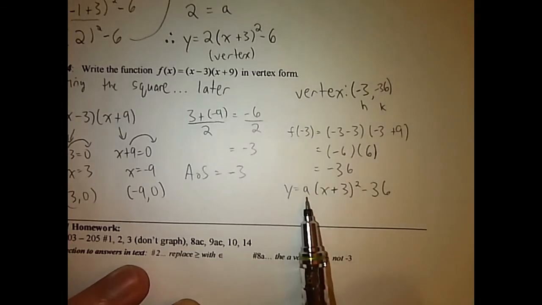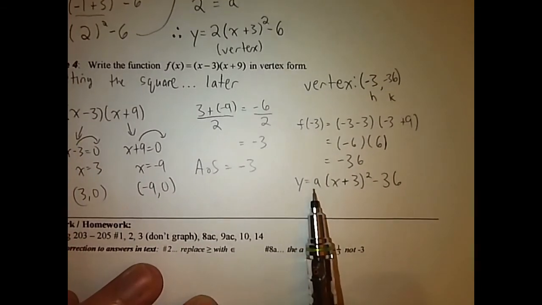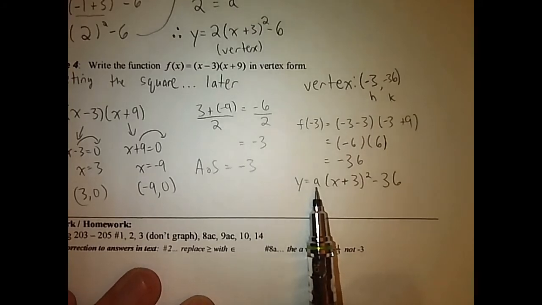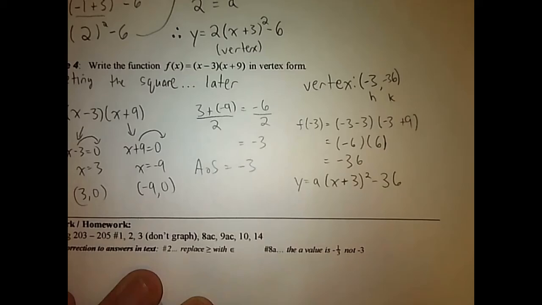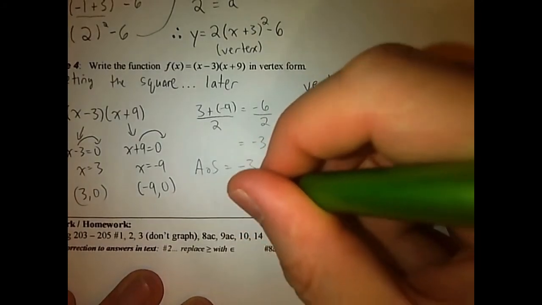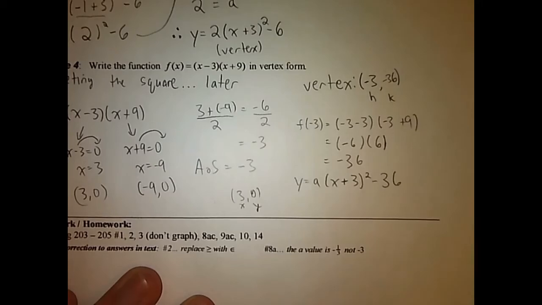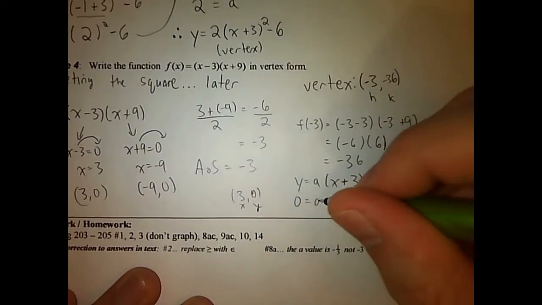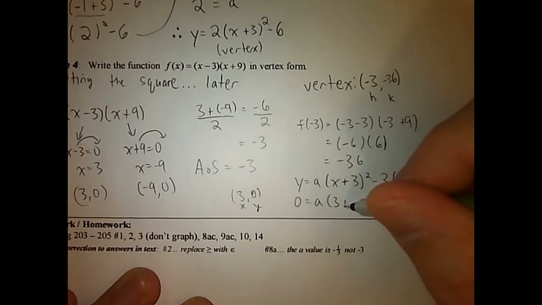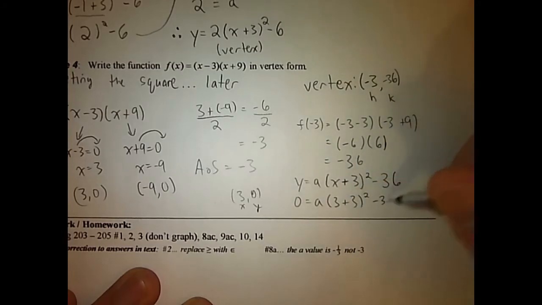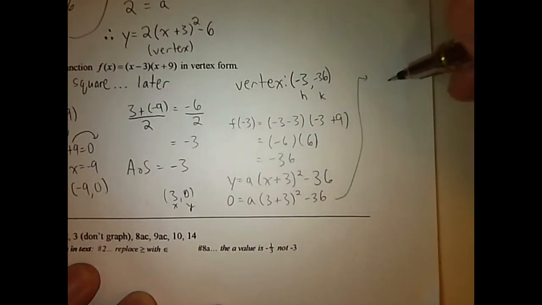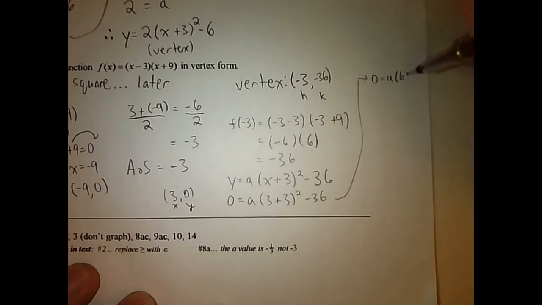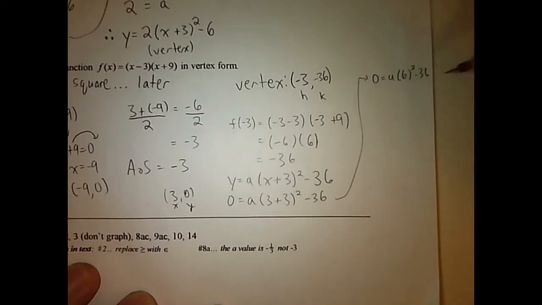Now I don't know this a value, but again, if I want to figure out the a value, I just need a point. So I'm going to pick a point. One of these 2 points should work. Let's pick this one because it's a smaller number. So I'm going to put 3, 0 here, x, and then y. So y is going to be 0, a is going to be this, x is going to be 3. I'm going to get 0 is equal to a times 6 squared minus 36.